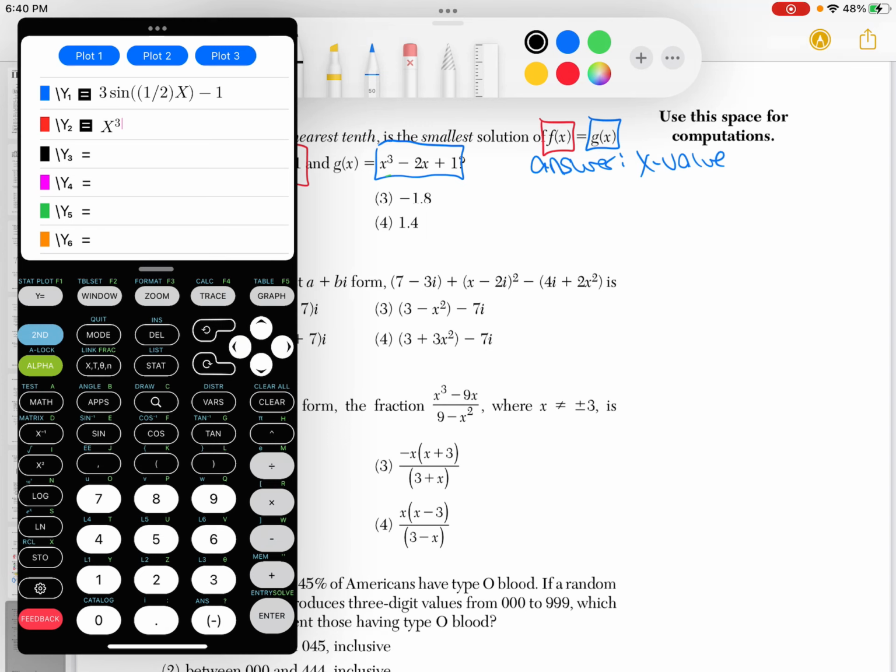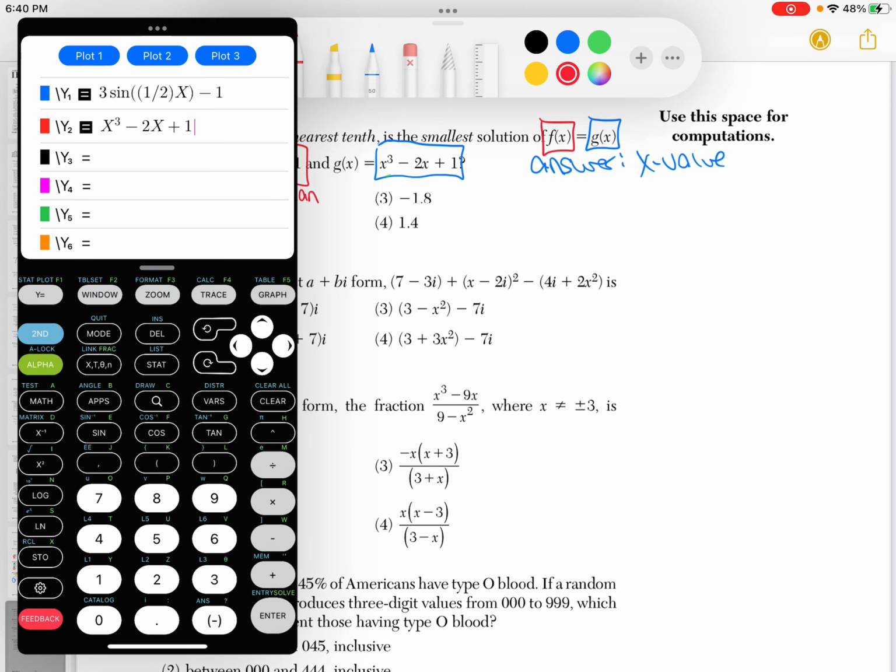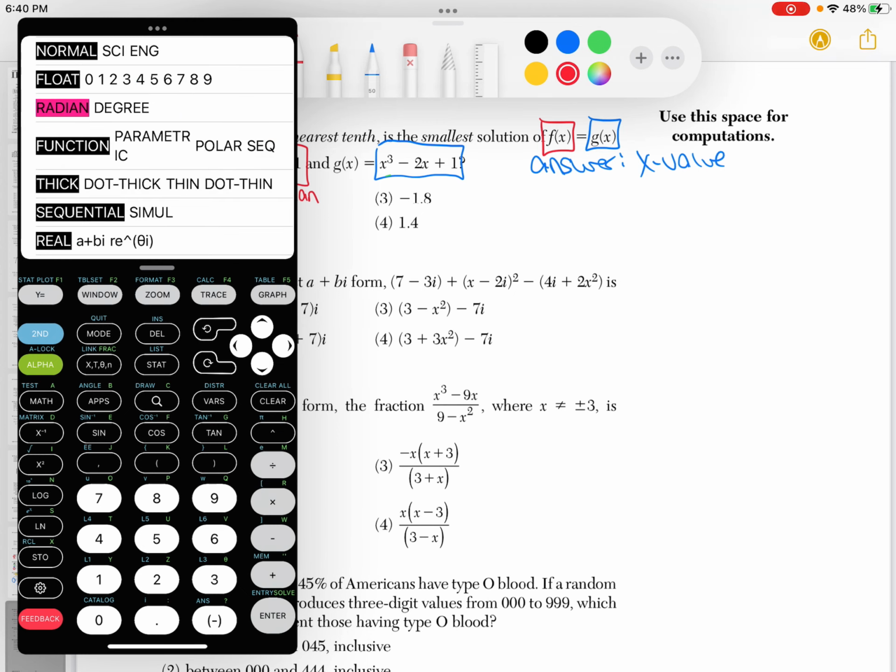My next equation is x to the 3rd minus 2x plus 1. Now, a couple things we need to talk about before we hit graph on this. First and foremost is this. When you are taking the sine of something that's not in degrees, 1/2 is not a degree, you have to be in radian mode. When you reset your calculator at the beginning of the exam, it will automatically reset you to radian mode, but it doesn't hurt to double check.